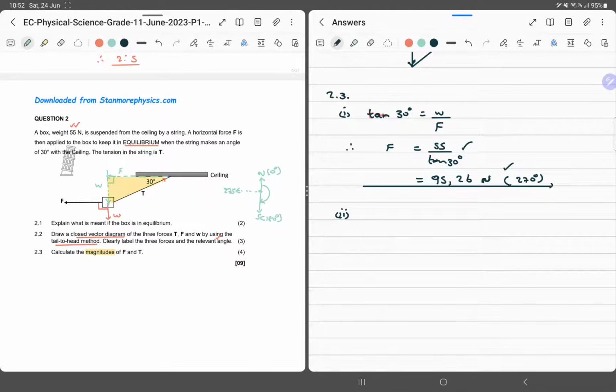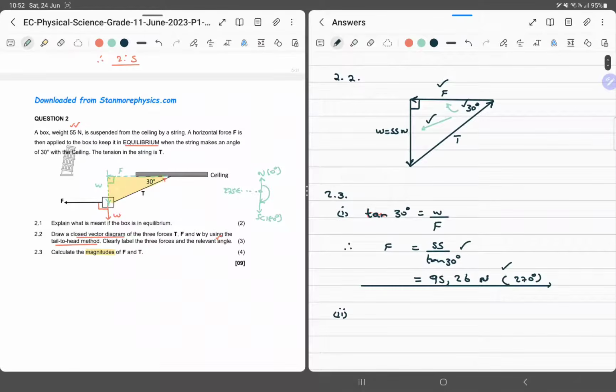Okay, so let's do the tension. Tension is on the hypotenuse side.